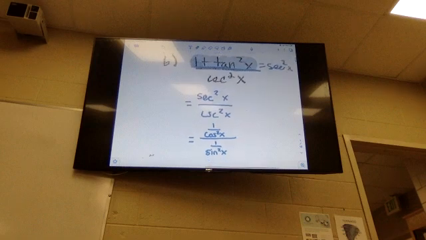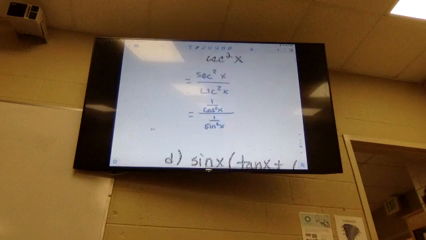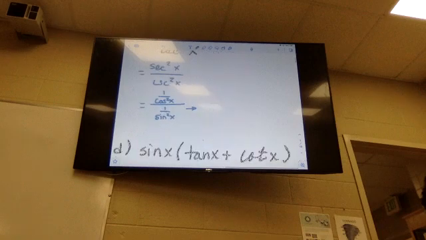Now we simplified at the beginning by getting rid of the 1 plus tan squared to secant, but now I made it a little bit more complex. I'm not done because a fraction over a fraction is not simple. How do I get rid of a fraction divided by a fraction? Very good, multiply by the reciprocal. So I'm going to do 1 over cosine squared x times the reciprocal, sine squared x over 1.